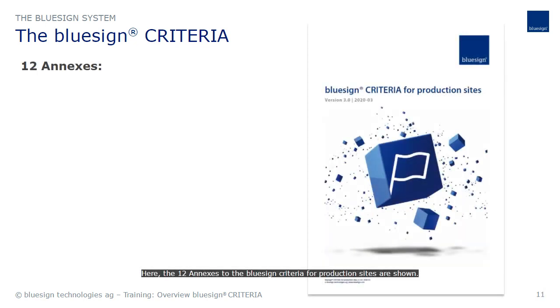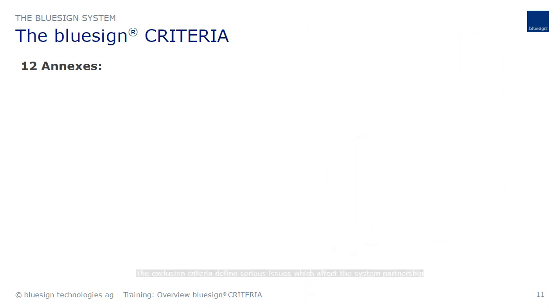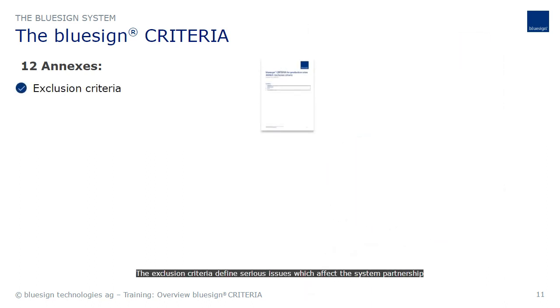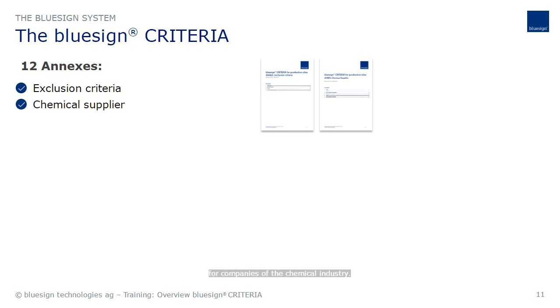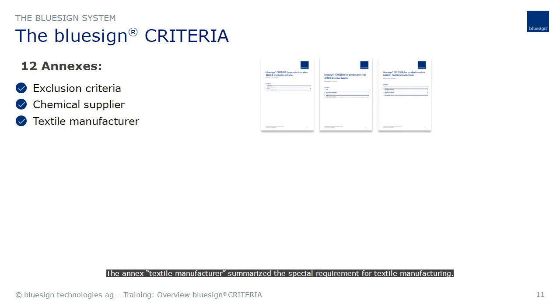Here, the 12 annexes to the Bluesign criteria for production sites are shown. The exclusion criteria define serious issues which affect the system partnership or prevent companies from becoming a system partner before the issue is solved. The annex, chemical supplier, summarizes special aspects and requirements for companies of the chemical industry. The annex, textile manufacturer, summarizes the special requirements for textile manufacturing.